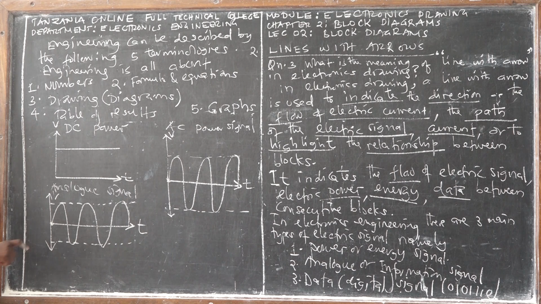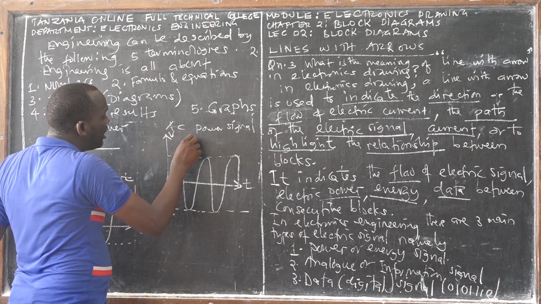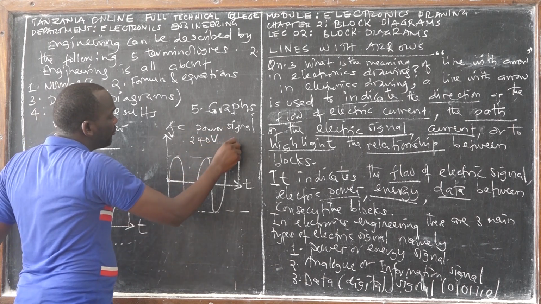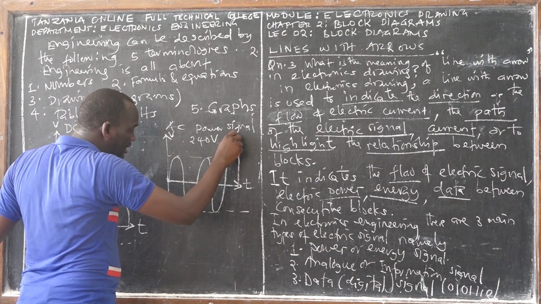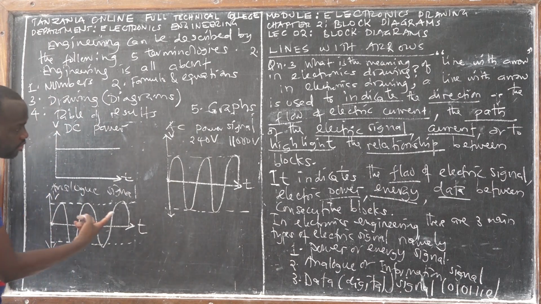So sometimes the nature of the waveform for analog signal is the same with the nature of AC power or energy signal. The nature of the waveform, not the magnitude. In most cases, AC power signal has a very high voltage compared to analog signal. This one is measured in terms of voltage. For instance, in Tanzania, we can have 240 volts. And also, when you visit TANESCO, you may have 11 kilovolt. It means 11,000 volts. So that's what we talk about magnitude.